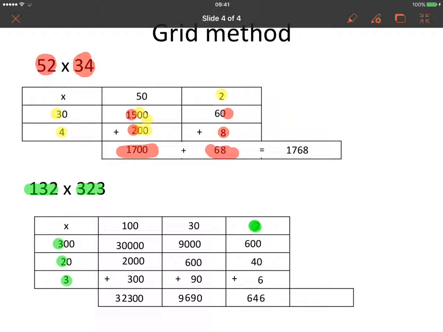Last thing I need to do is to take this number and this number and this number and add them together. Now you can do this any way you want, whether it's column method or any other preferred method, as long as of course it's not a calculator. And there we go, 42,636, and that's exactly the same answer as what we got with our long multiplication.